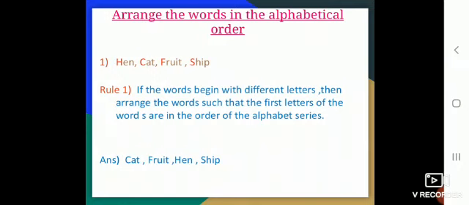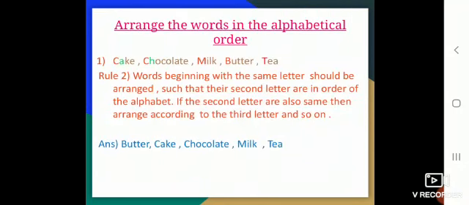So when we are arranging these words in an alphabetical order, what will be our first word for this example? It can be cat. After that we will have fruit, and then we will have hen, and the last one will be ship. So here we have arranged these words in an alphabetical order. Okay. Now let us see another example so that you will understand.